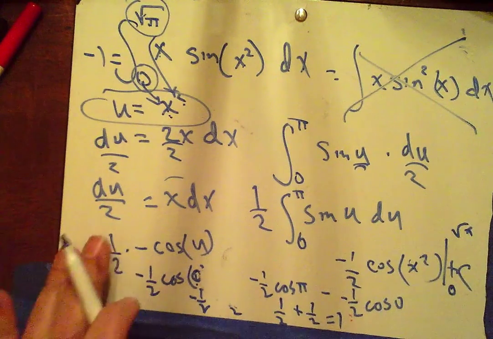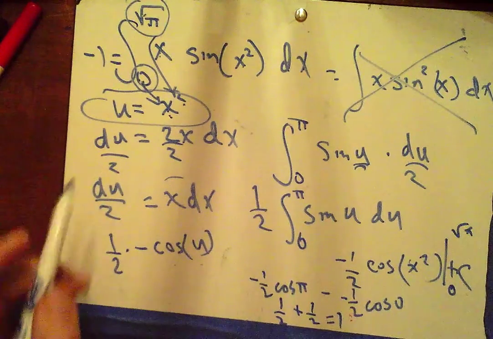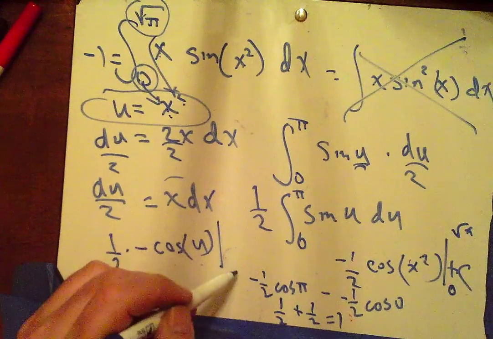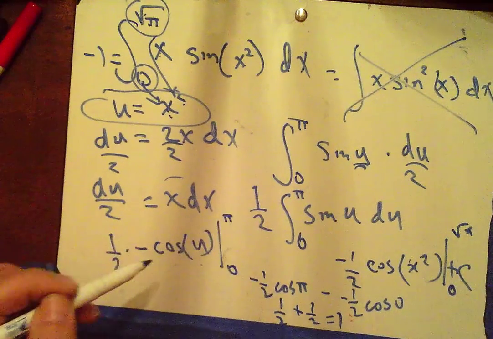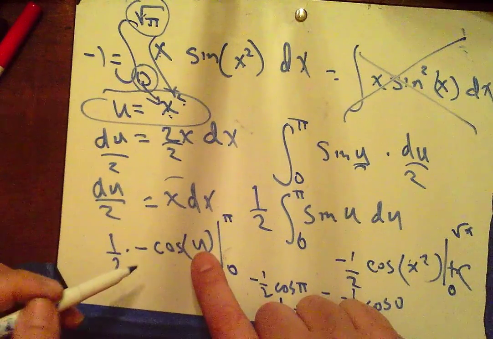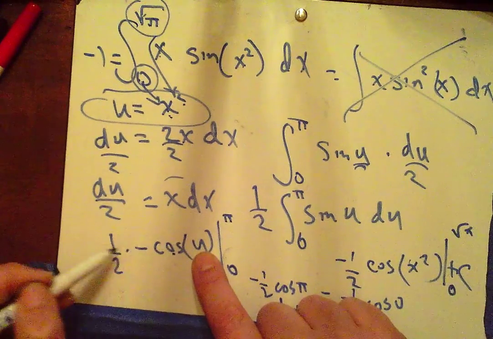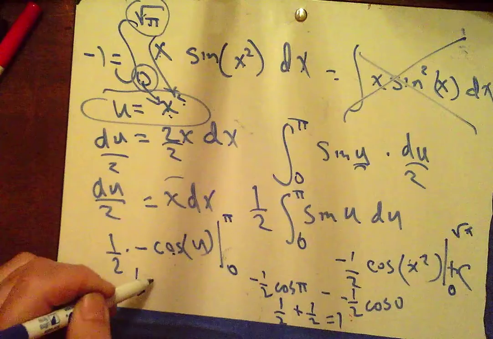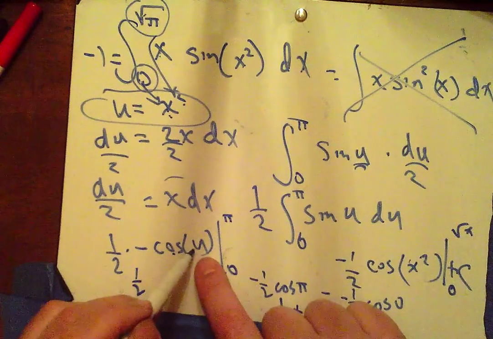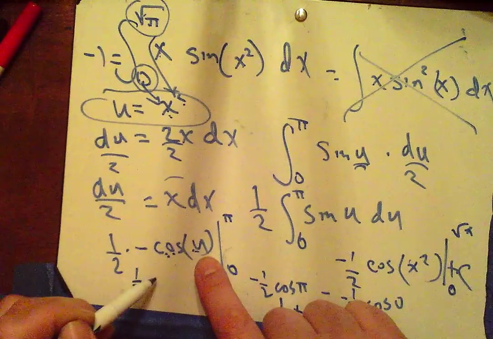So let's go back here to this one and make sure that I'm plugging them in the right order. So I'm plugging in the pi. Cosine of pi is negative 1. Negative times negative is positive. And now I'll plug in a 0. Cosine of 0 is 1.